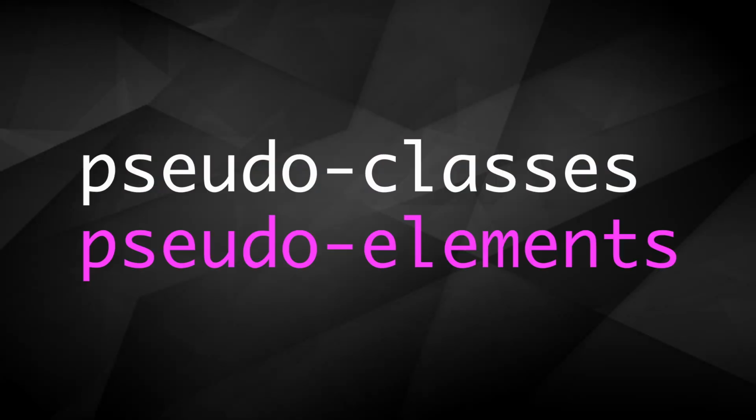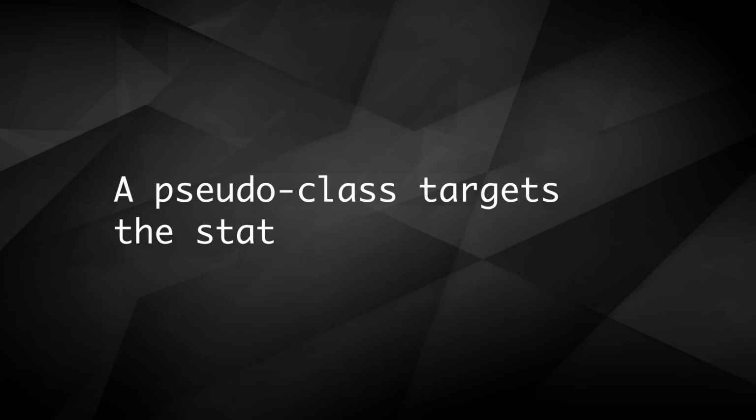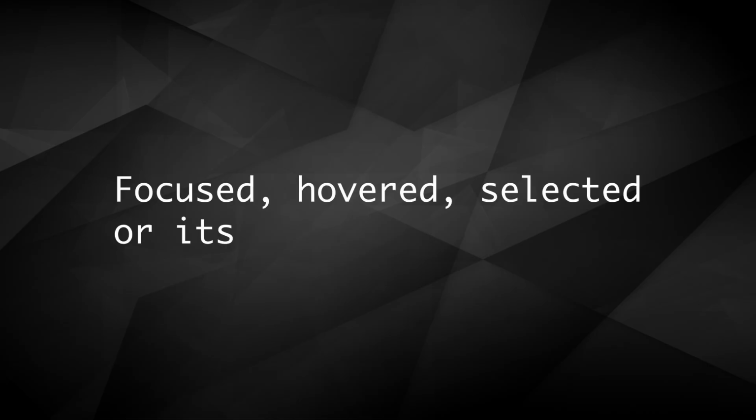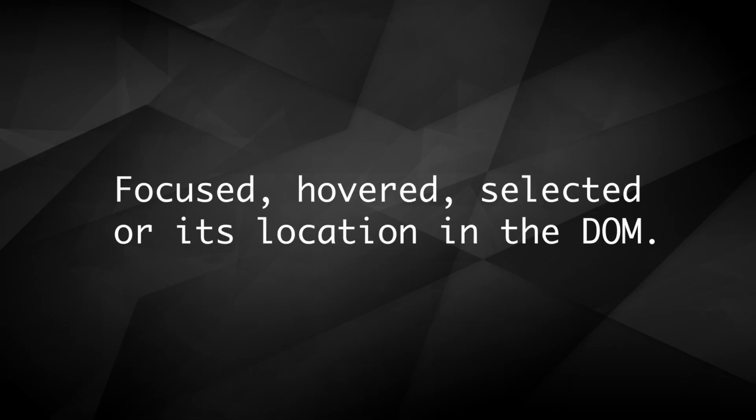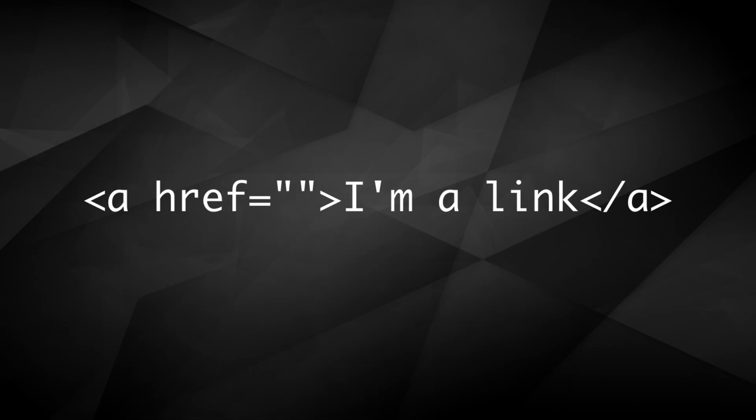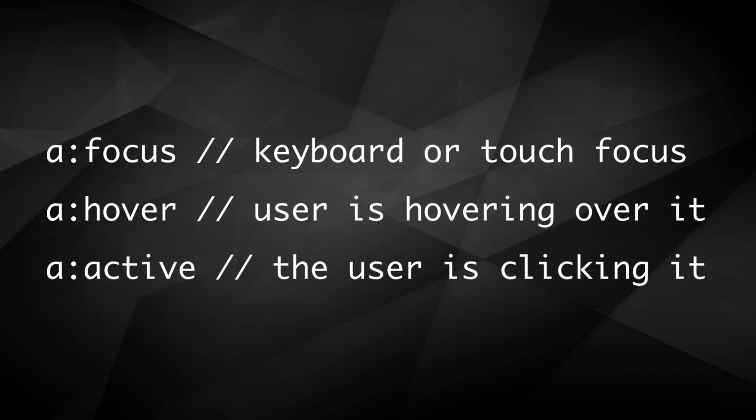I want to talk about pseudo-classes and pseudo-elements. Let's define what each of these is because they're not the same thing. A pseudo-class targets the state of an element, like whether it's being focused, hovered, selected, or even its location in the DOM. So let's take an anchor element with the pseudo-classes focus, hover, and active.